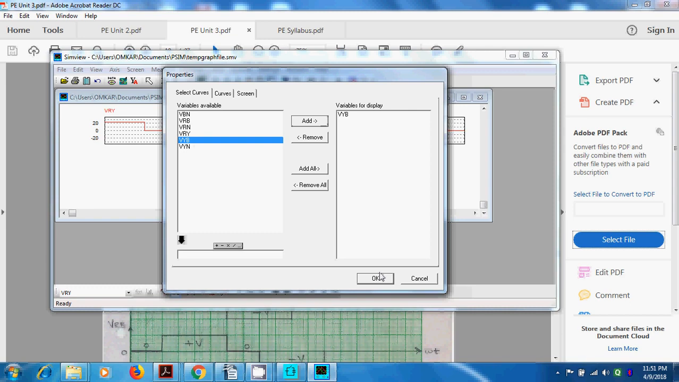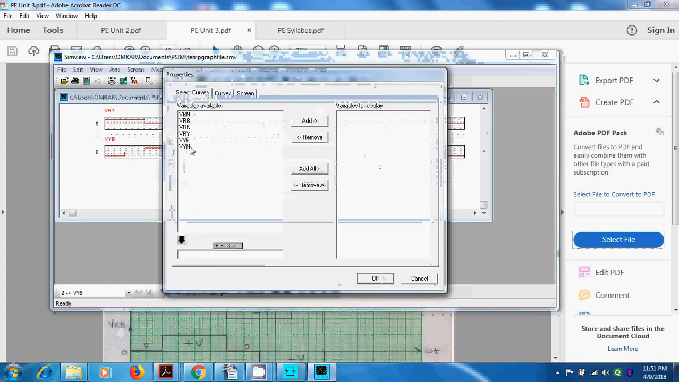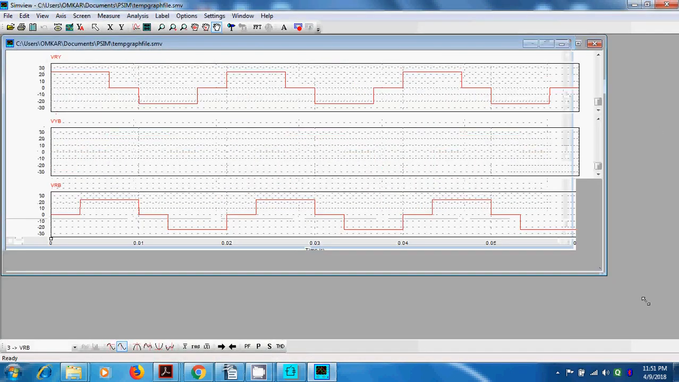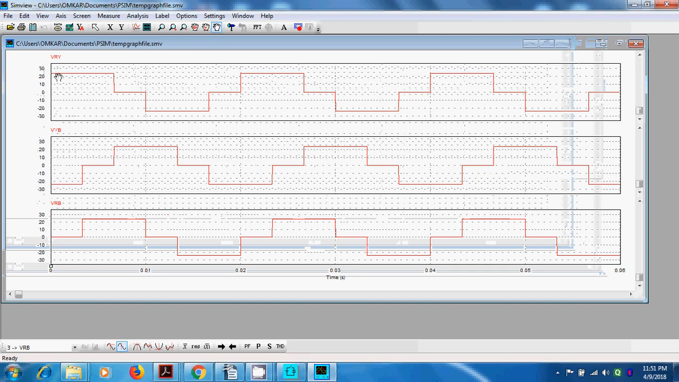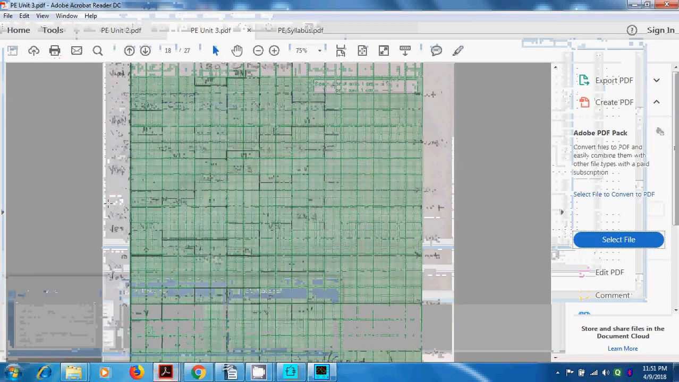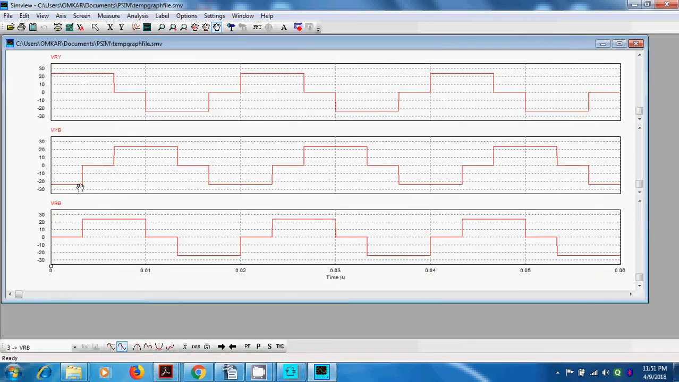Similarly, we can see VYB, and then the remaining one is VRB. Let us see how all the waveforms look. All waveforms are cos square: RY, YB, RB. RY and YB start from negative, RB is from 0. Yes, RB is from 0, YB is from negative. So this is again a cos square waveform. So this is what the phase voltage is.